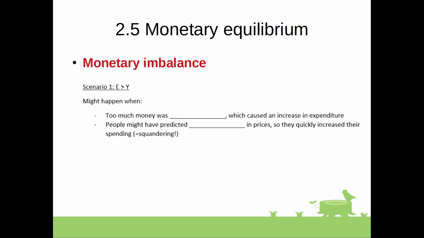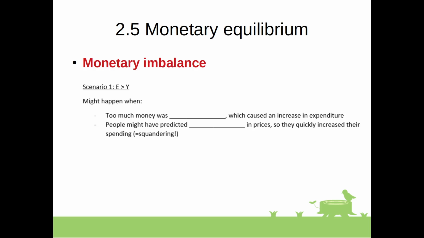Now, it is possible we have a monetary imbalance, because when talking about investments and savings, we can look at households, we can look at companies, we can look at everything in our monetary system. So a monetary imbalance already tells you that there is a problem going on, right?